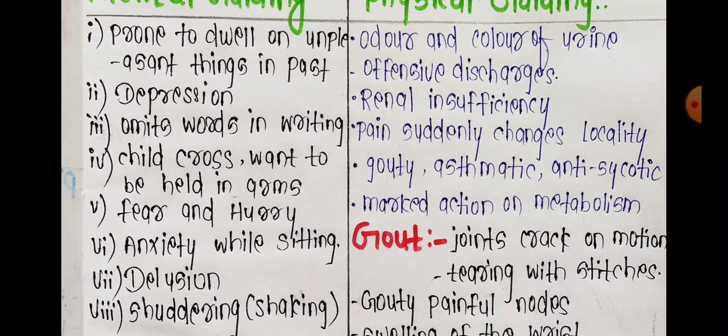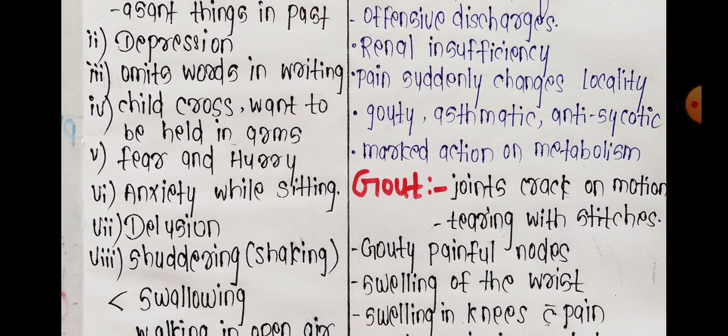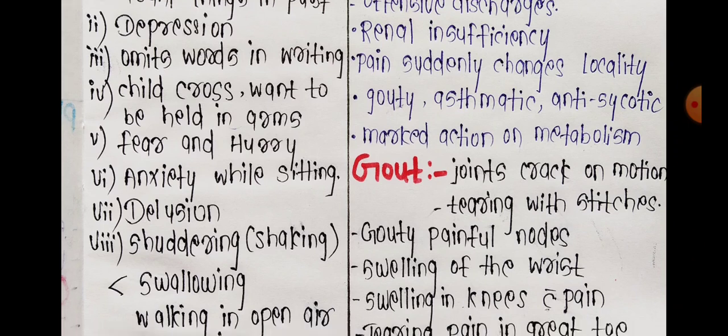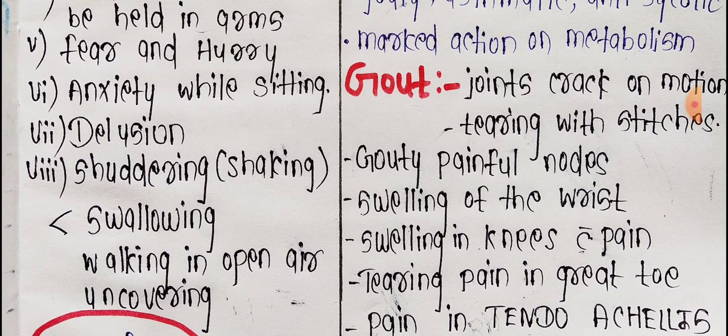So gout, as we saw, is an inflammatory disease which results from deposition of uric acid crystals in joints of the body. So how is the gout of benzoic acid? First is joints crack on motion, means whatever joints are affected, benzoic acid is going to act on them. Then tearing with stitches, like tearing pain is present like stitches. Then gouty painful nodes are also present.